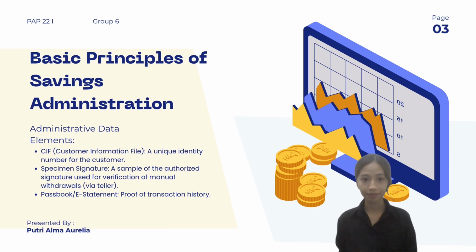In managing savings, administrative data elements are crucial, and there are three main elements. The first is Customer Information File. This is a unique identity number assigned to the customers. The second is Specimen Signature. This is a sample of authorized signature used for verification during manual withdrawals via teller. The third is passbook or e-statement. This serves as a proof of the transaction history.